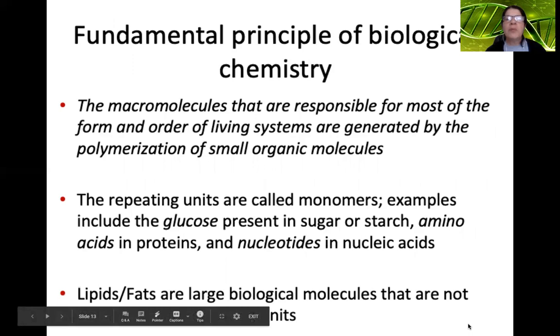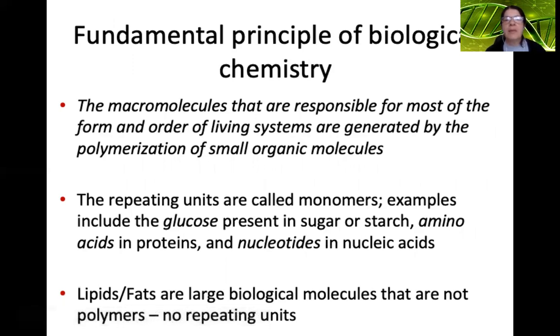Now, the fundamental principle of biological chemistry is that the macromolecules, the large biological molecules, are responsible for most of the form and order of living systems and are generated by the polymerization of small organic molecules. The repeating units are called monomers. An example would be glucose, which is present in table sugar or starch. Amino acids build proteins, and nucleotides build nucleic acids. Lipids, fats, are large biological molecules that are not polymers. They don't have a repeating unit, but they're quite large.